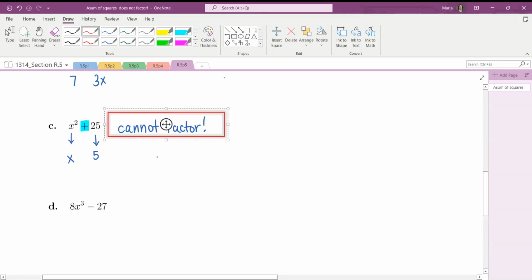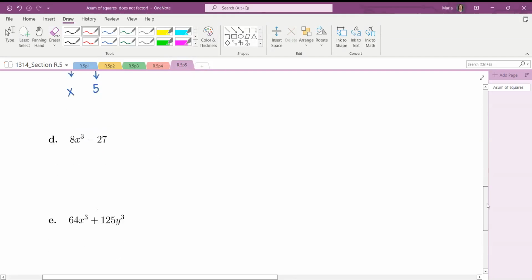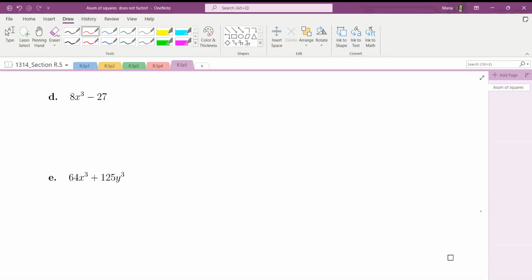Only a difference of squares. All right, part D, 8x cubed minus 27. Okay, this is a difference of cubes. So you're going to identify it in a very similar fashion to identifying a difference of squares. I am subtracting, and then on either side of the subtraction sign, I have something cubed.